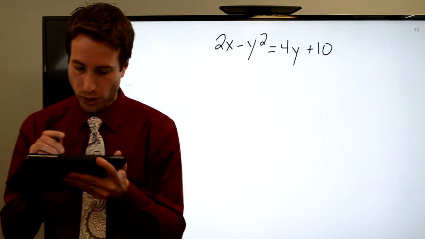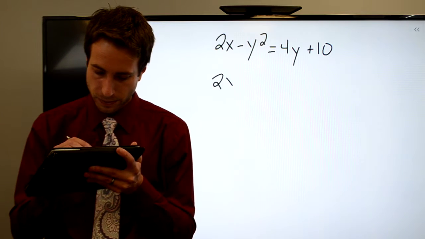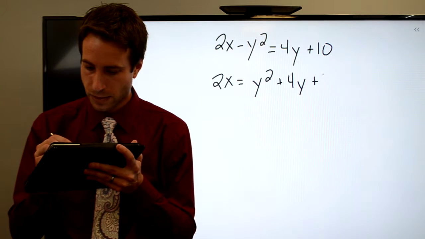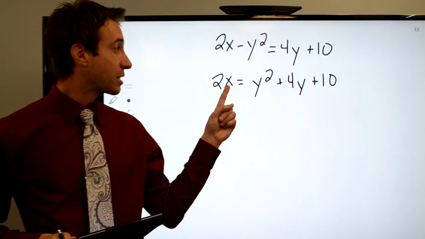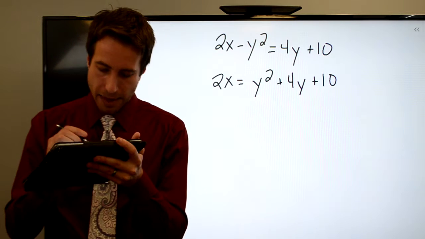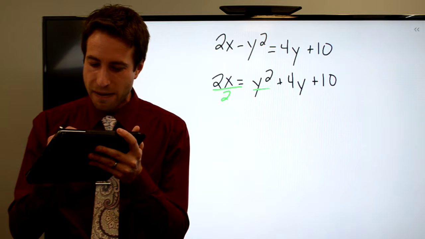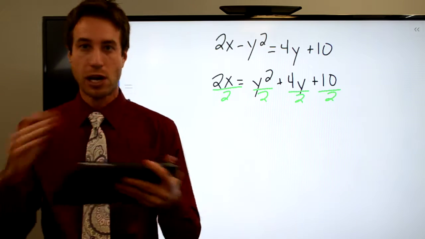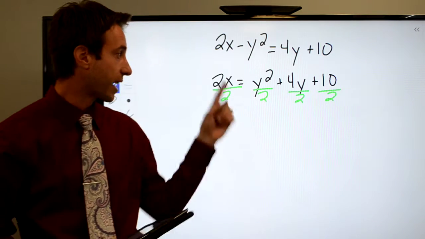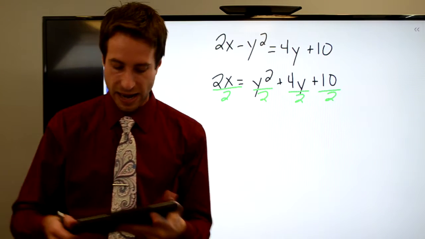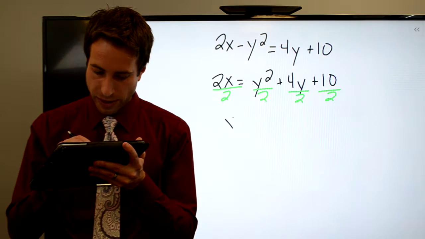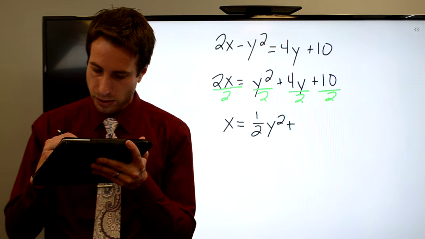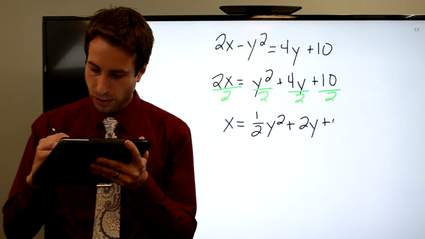So I'll add the y squared to the other side. I got to get the x by itself. Yes, that means you're going to need to divide everybody by 2. Everybody gets divided by 2 because algebra says whatever you do to one person, if I got to divide this by 2, got to divide everybody by 2. So I wind up with x is equal to 1/2 y squared plus 2y plus 5.